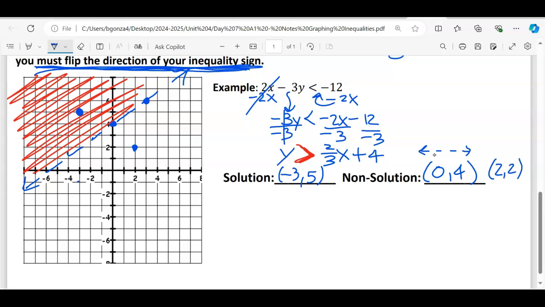Okay, that's it. That's the notes. There's no assignment on this because we're going to use that tomorrow to graph more than one inequality, see where they overlap, and then you'll have an assignment after that tomorrow. So no new assignment today.